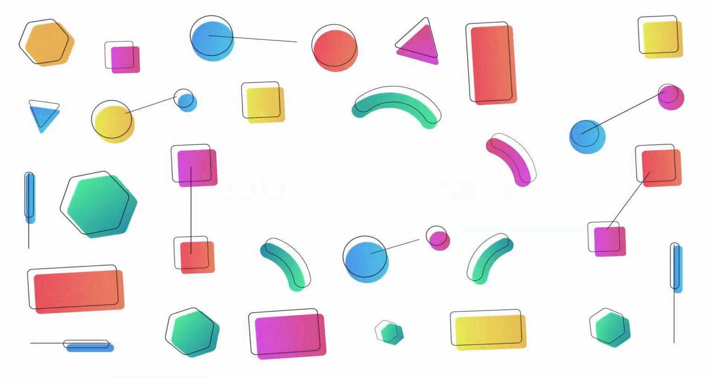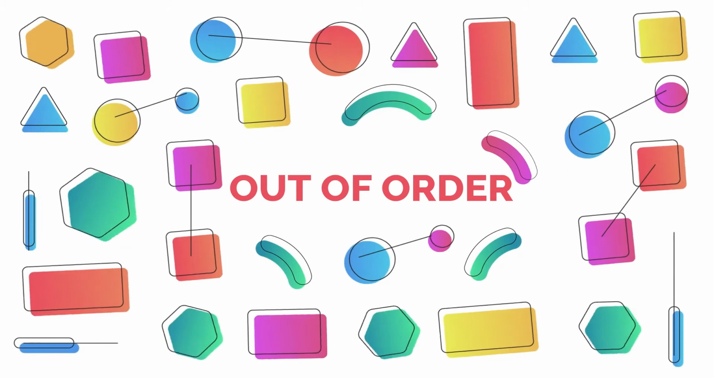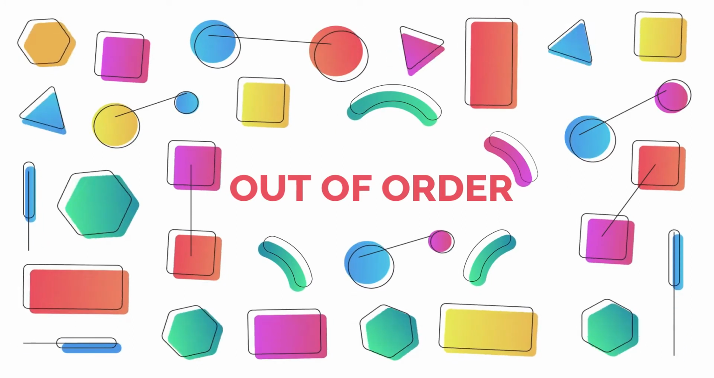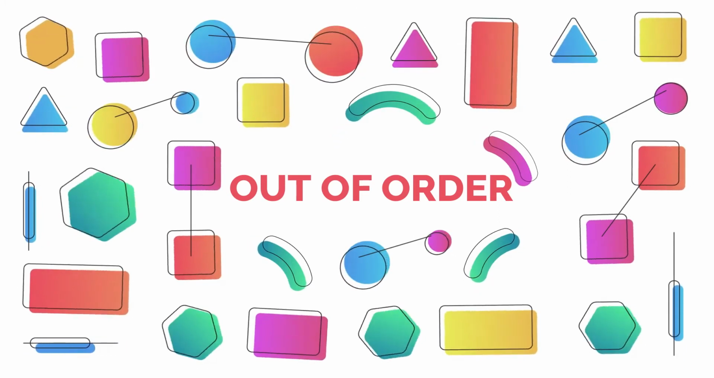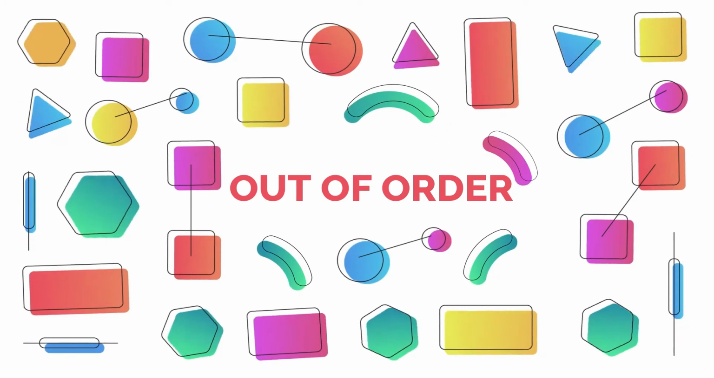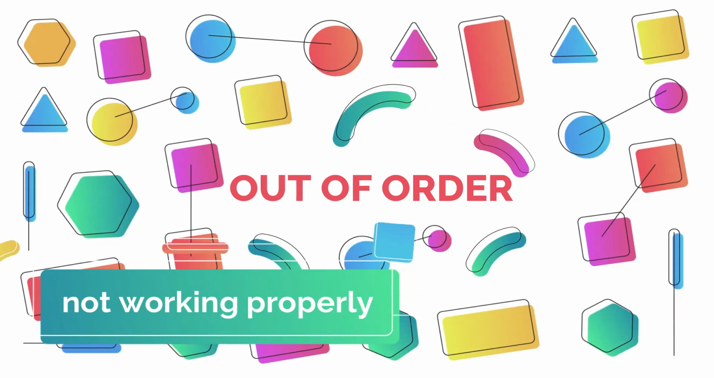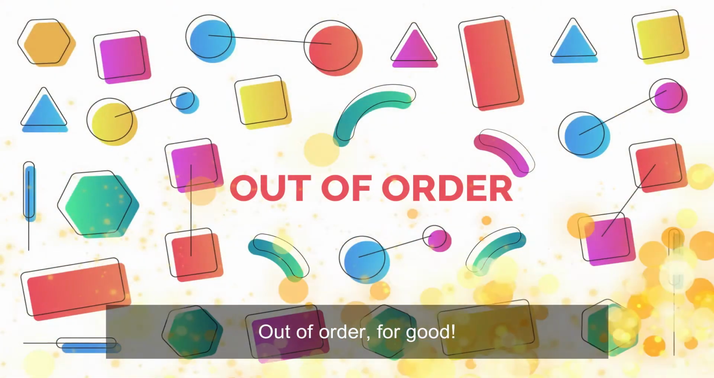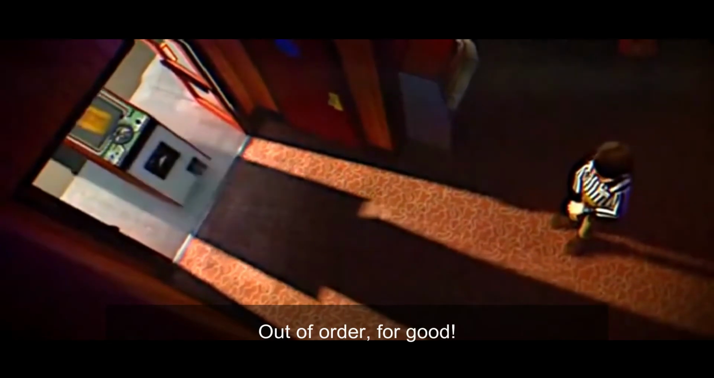Next, out of order. You might have seen this sign on some machines sometimes. So out of order means that it's broken. It's not working properly. It needs to be repaired. It needs to be fixed. It could be a telephone, could be a printer, it could be anything really.